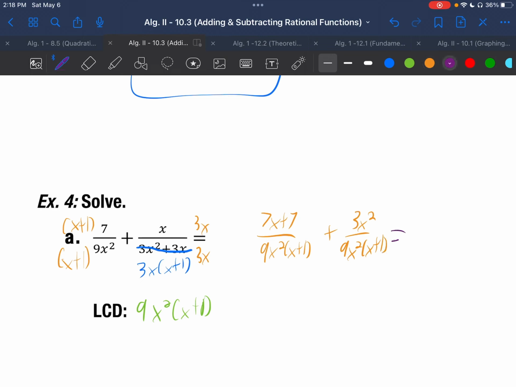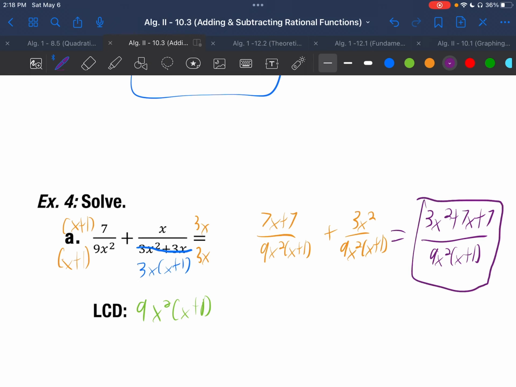Now we can actually combine these. So on the top you get 3x squared plus 7x plus 7, and the bottom 9x squared times x plus 1. They just share the same denominator. And you cannot factor out the top, so this is a perfectly fine answer. If you wanted to distribute this 9x squared, you're welcome to. I do not, just for the same reasons as the last section of where we just don't need to.